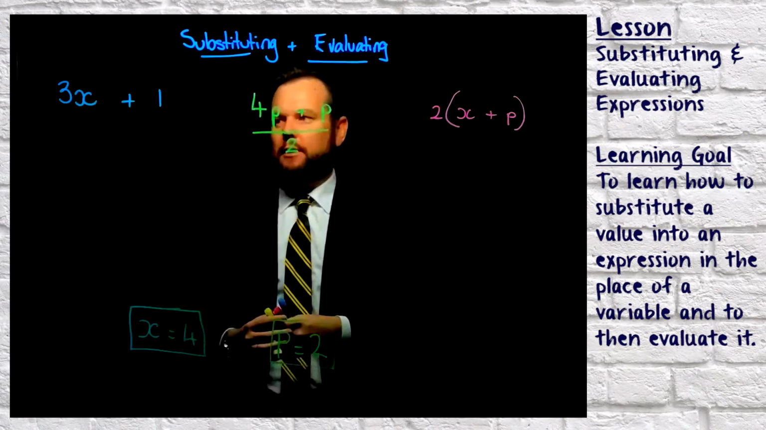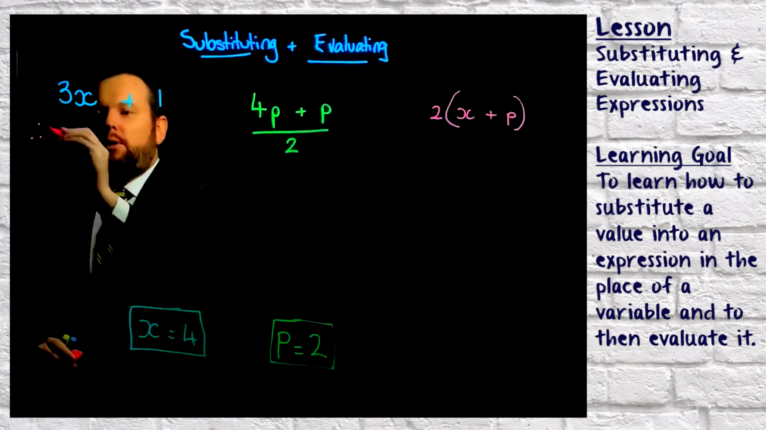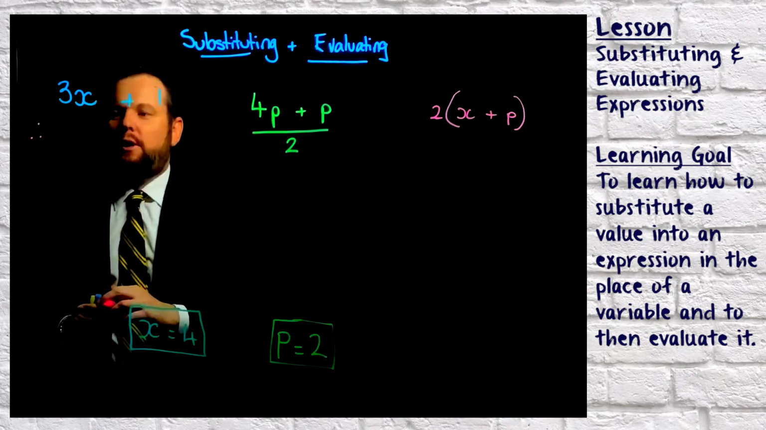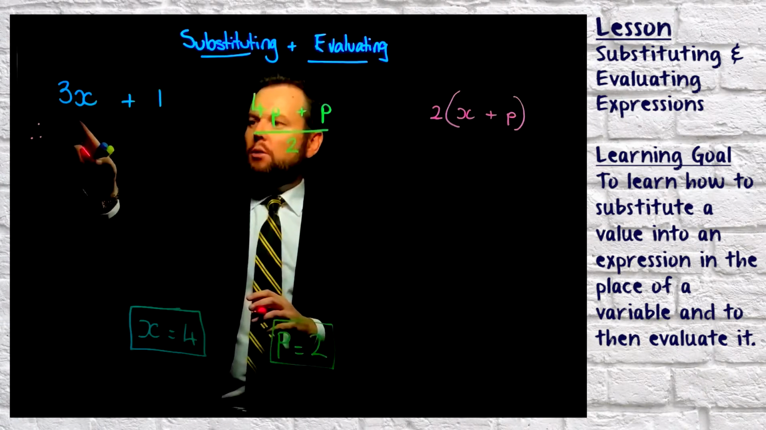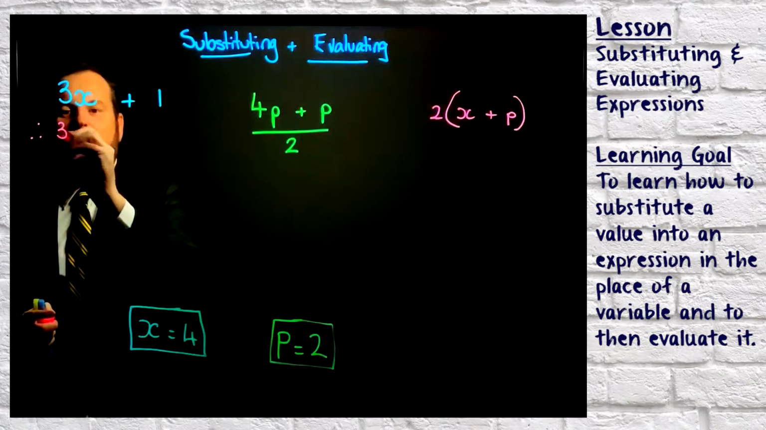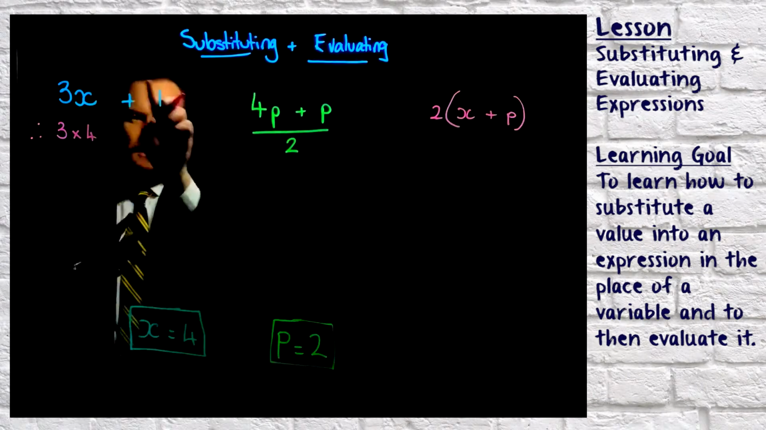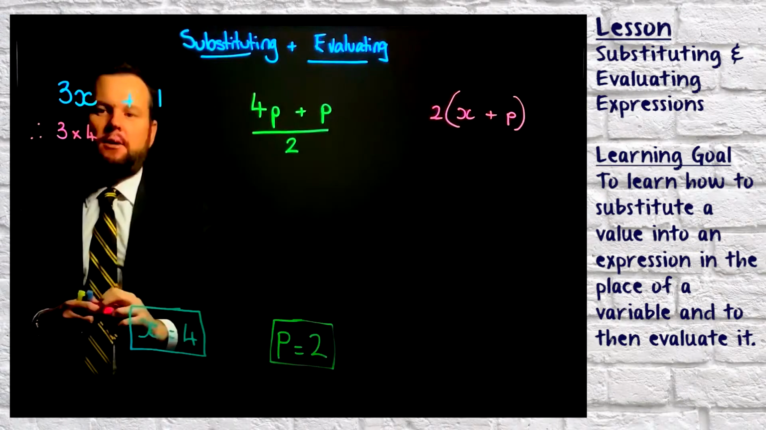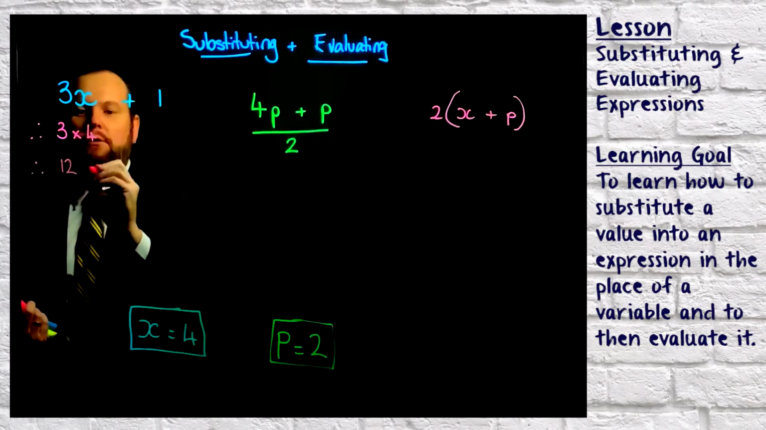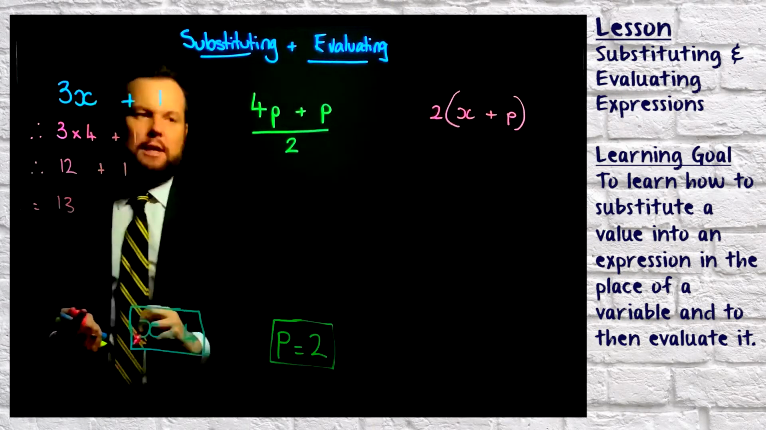So I need to rewrite this firstly before I evaluate it. I'm going to put these 3 dots there, and those 3 dots mean therefore. I just like writing those 3 dots. And I'm going to rewrite that 3x as 3 times 4, because x equals 4. And then obviously the rest of my expression stays there as well. And now I can evaluate it. So 3 times 4 gives me 12, and I'm still adding 1, and then my answer will be 13.